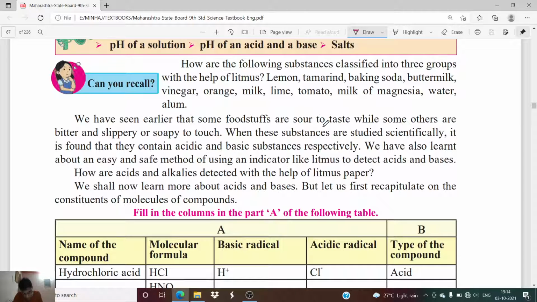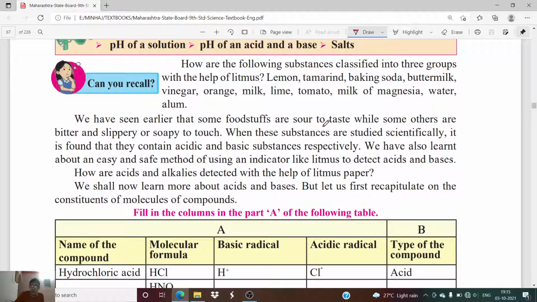Now, we can use litmus paper or litmus solution. There are two types of litmus solution: blue litmus and red litmus. We will look into it briefly in this chapter. We shall now learn more about acids and bases first. You must know what is an acidic compound and what is a basic compound.